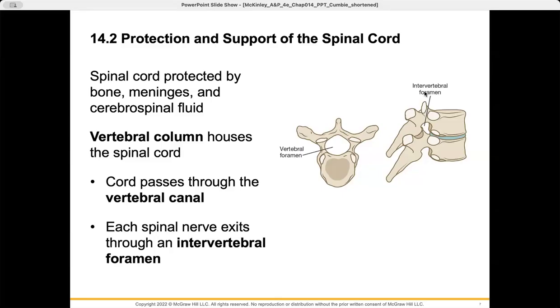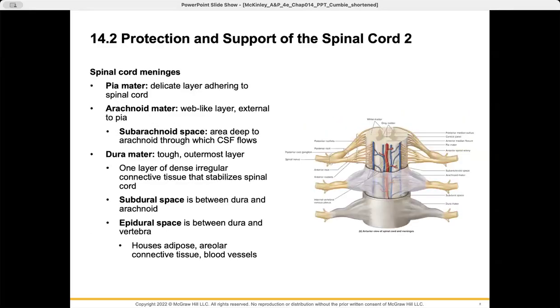And importantly, these intervertebral foramina, which we see in between each vertebra, are where the spinal nerves exit, which are attached to the spinal cord. We have meninges. These are the same meninges that protect the brain, right? Pia mater is the innermost one that actually touches the spinal cord. Arachnoid mater is the middle one, and dura mater is the outside one.